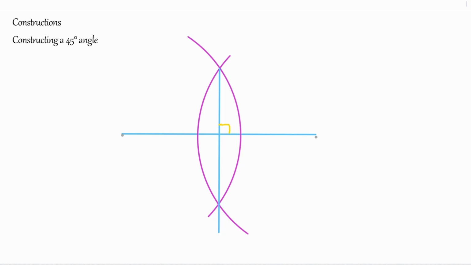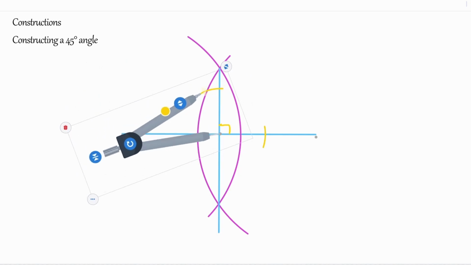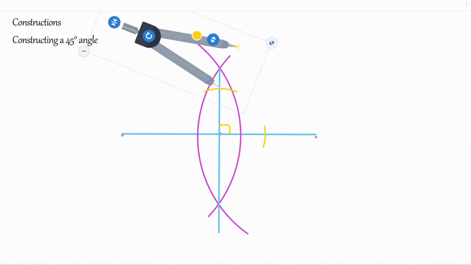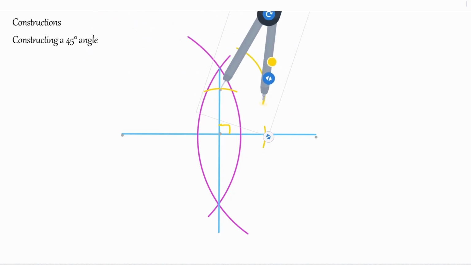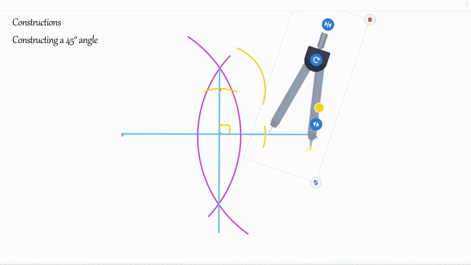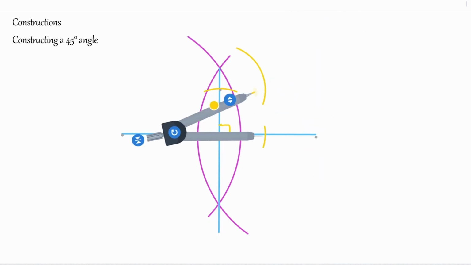So if this is our 90-degree angle, we would now take our compass and put it at the corner of the 90-degree angle. We would then draw an arc on the first line that's making the angle and the second line that's making the angle. So that is our first set of arcs, and to do the second set of arcs, we would now take the compass and without changing the width, do another arc in the middle there, and again put the compass on the bottom line and do a second arc in the middle as well.